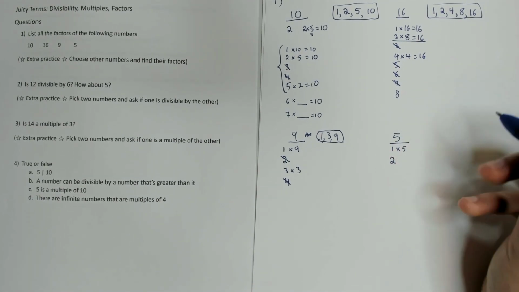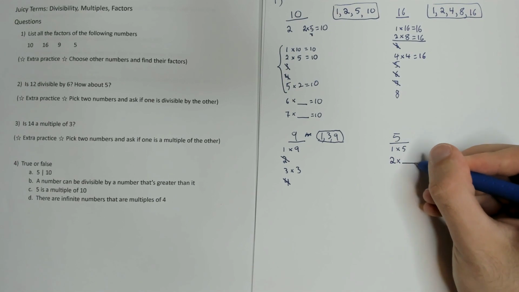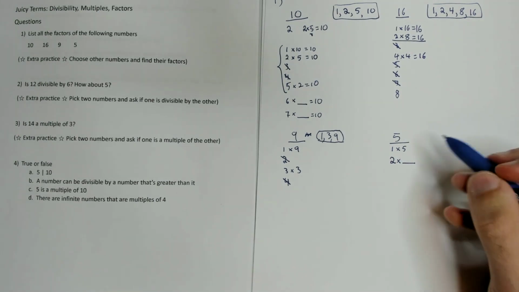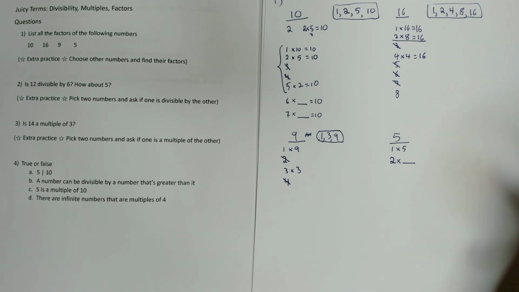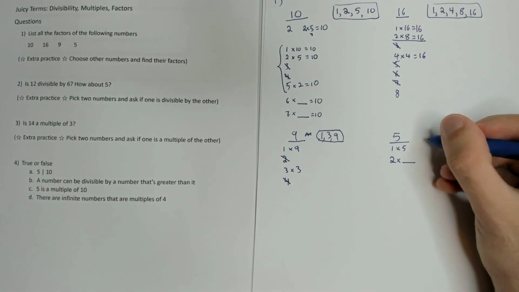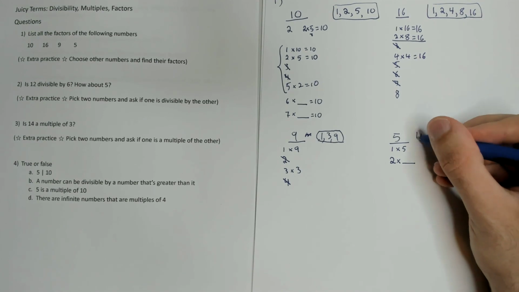And 2 is not going to give us 5 because we can't multiply 2 by any whole number to give us 5 because we just skip right over it, right? 2 times 1 is 2, 2 times 2 is 4, 2 times 3 is 6, and we've passed 5 at this point. So the only factors of 5 are 1 and 5.